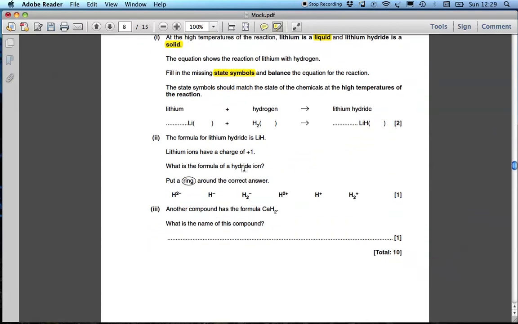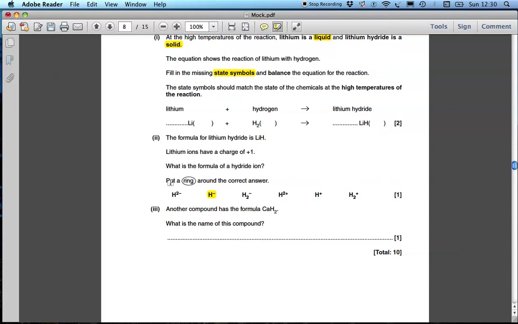What is the formula of a hydride ion? So if this is lithium hydride, then hydride must just be that H. Okay, you're told that the lithium is +1. Therefore, the H must have a minus charge. So it's not going to be 2 minus, it's going to be 1 minus, and this was the correct answer, H minus. Some people did not answer this question at all.